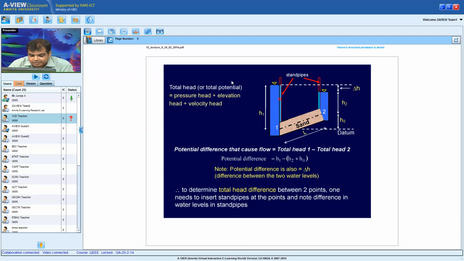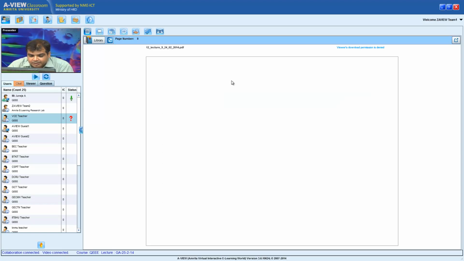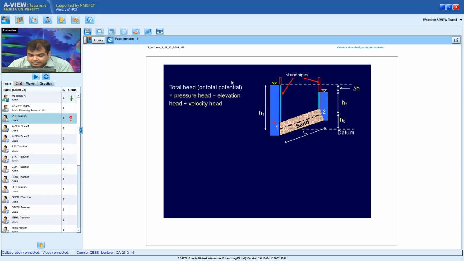Let's look at this same figure. Please do not look at the bottom text. Look at the figure on the right again. What is the total head at 1? The total head at 1 equals the pressure head. What is the pressure head at 1? It is the height H1, the height over which the water rises. That's the pressure head. What about the elevation head?